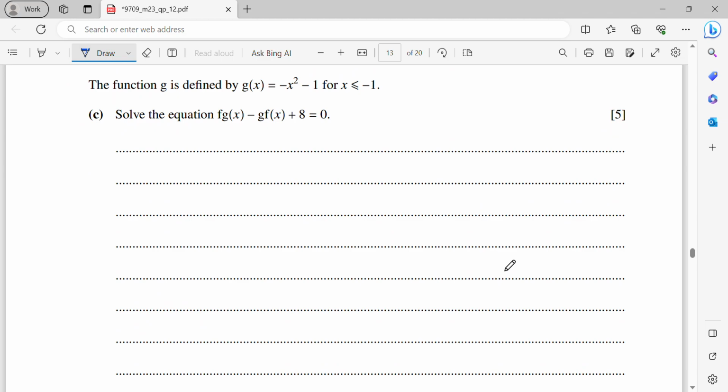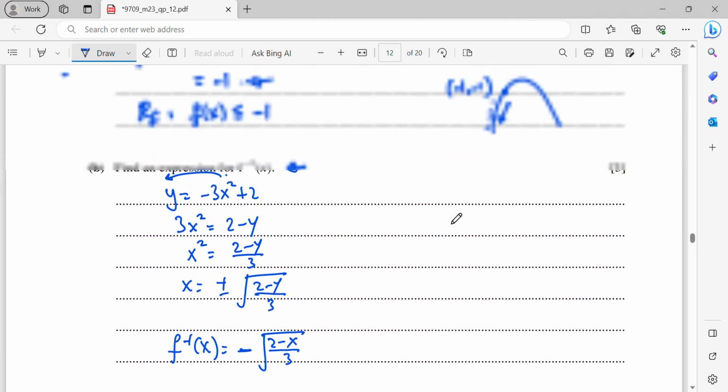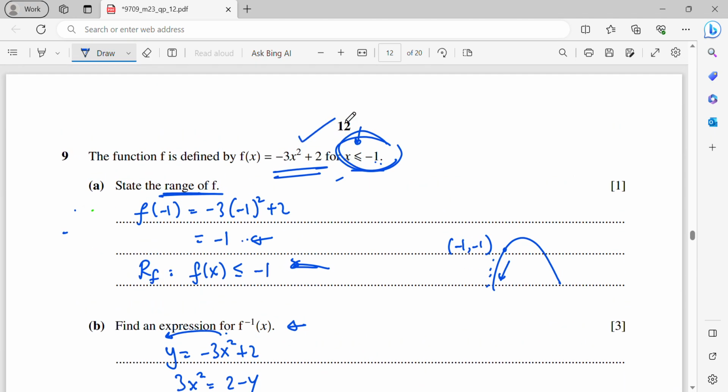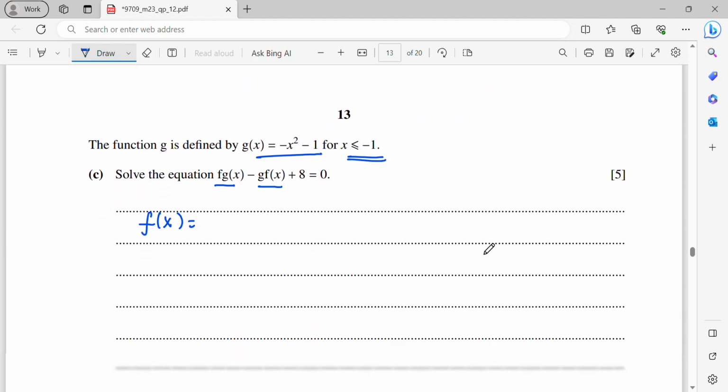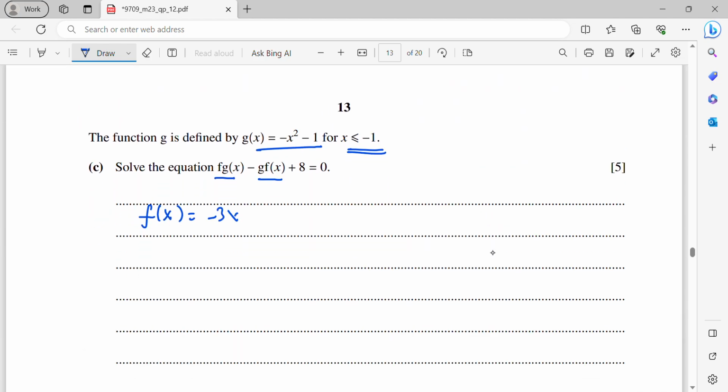Okay, now the function g is defined by g(x) = -x² minus 1, whereby the x is also less than or equal to -1. Solve the equation f(g(x)), this is a composite function, minus g(f(x)) plus 8 equals to 0. Okay, so from here I will rewrite my f(x) first. My f(x), I copied from the previous part, -3x² plus 2. And then my g(x) is -x² minus 1.